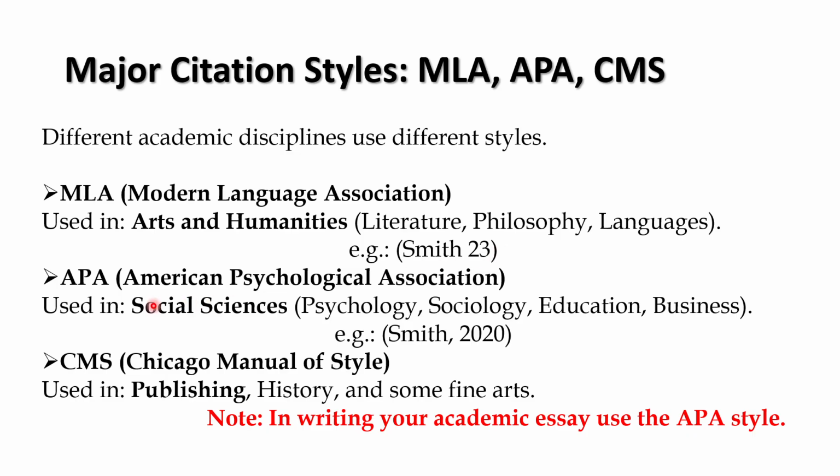Then we have the second, APA style, the American Psychological Association style. This is used in the social sciences, psychology, sociology, education, business, and related fields. APA uses author date citations, for example, Smith, 2020, and ends with a reference list.